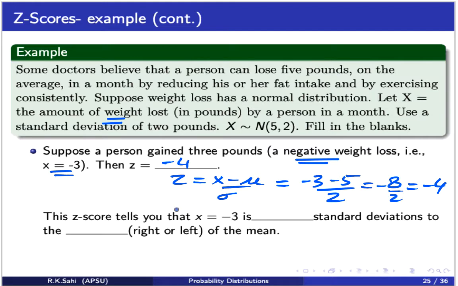Now, what does it mean? The z-score says that x equal to minus 3 is 4 standard deviations to the left. The negative is basically left. Keep in mind, we do not write negative 4. We just simply say it's 4 standard deviations to the left of the mean.